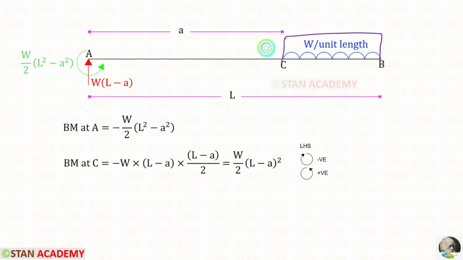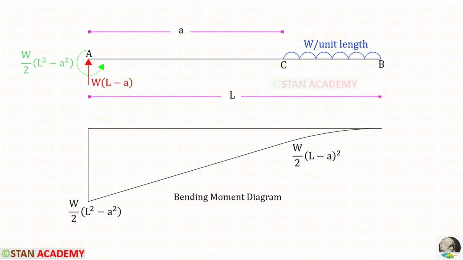We know that for the UDL, we have to multiply the area with the centroid distance. The area we know, W into (L minus A). We know that for a rectangle, the centroid lies in the center. The centroid distance to the point C is (L minus A) by 2. For the moment at C, we will get W by 2 into (L minus A) the whole square. The moment at the free end B will be 0. Here you can see the bending moment diagram. Under the UDL, the diagram should be in the shape of a parabola.